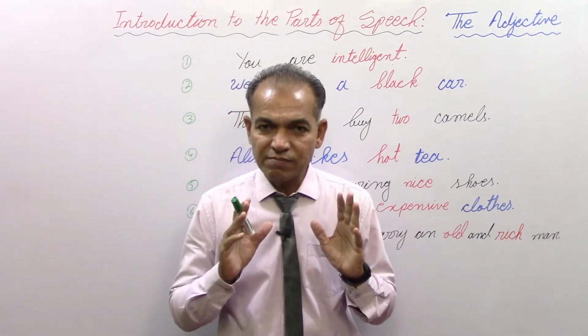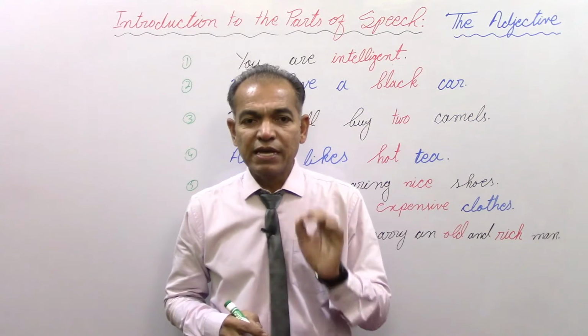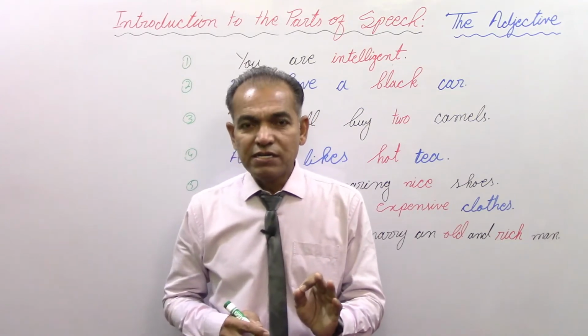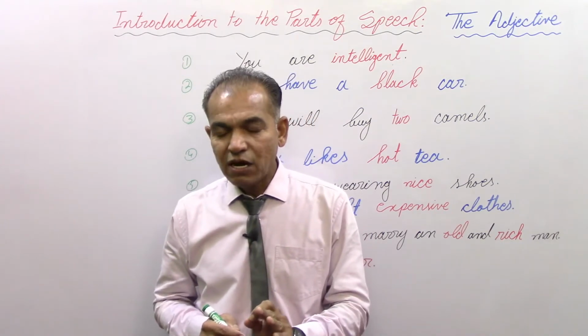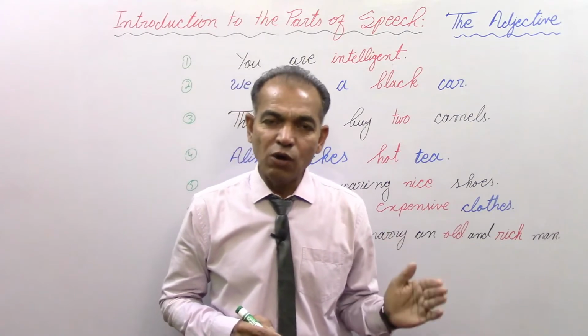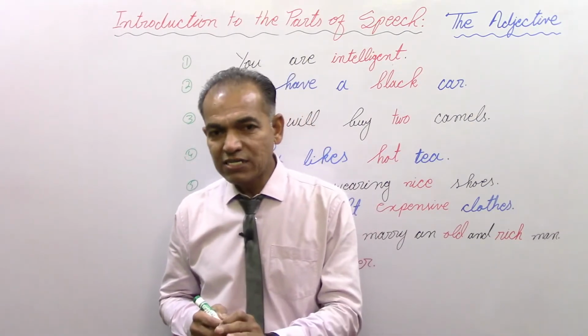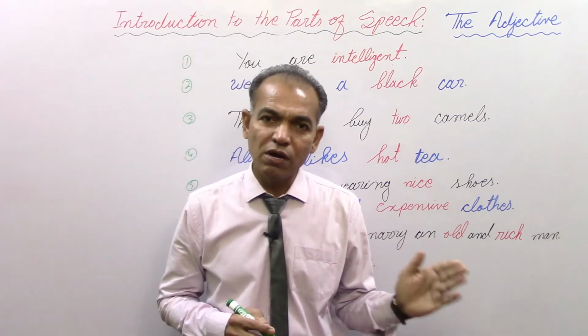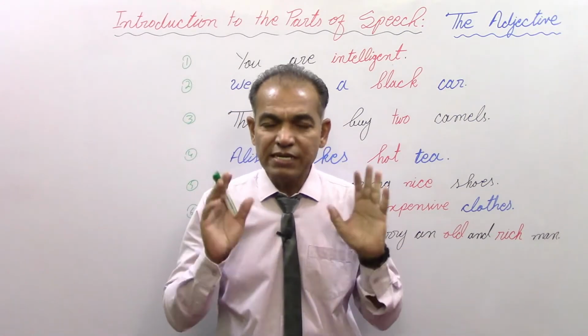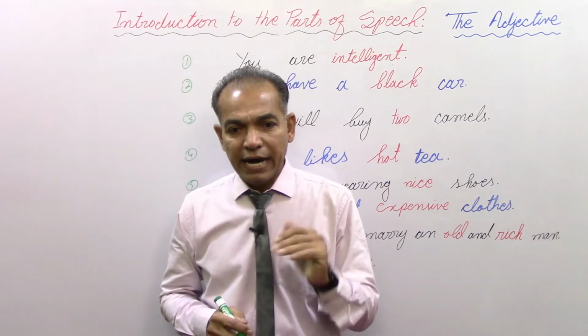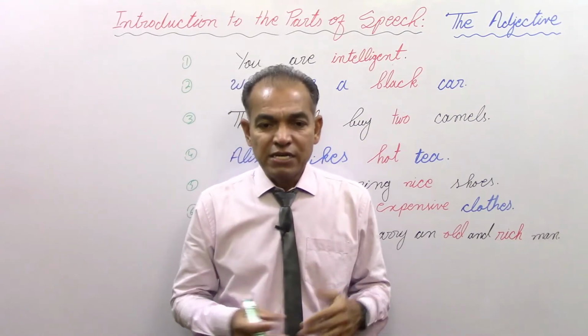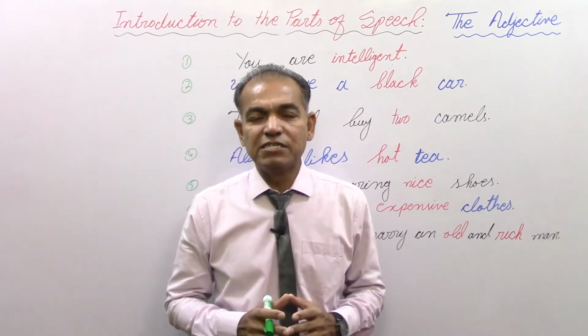So what is the grammatical definition of adjective? Adjective is a word that modifies or describes a noun or pronoun. This is the grammatical definition. But I am giving you another simple definition. To understand, this definition is the best.